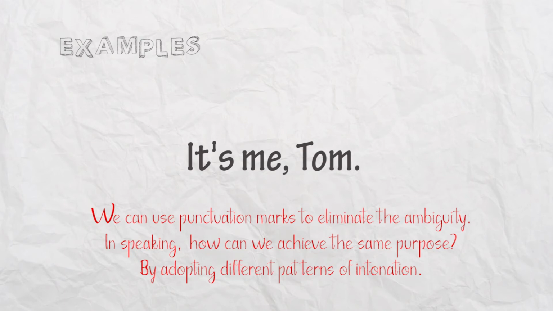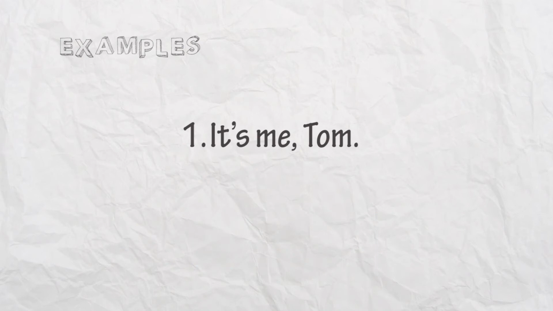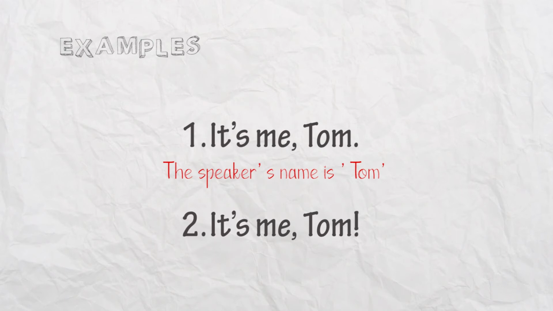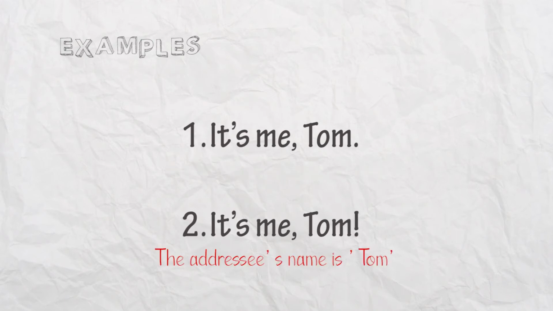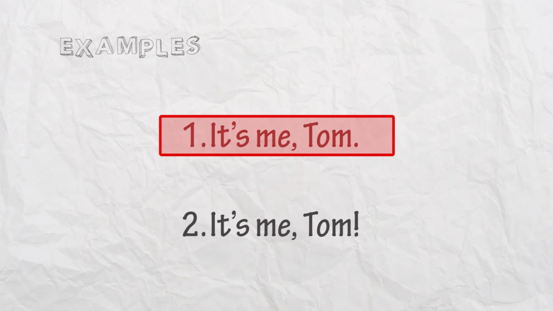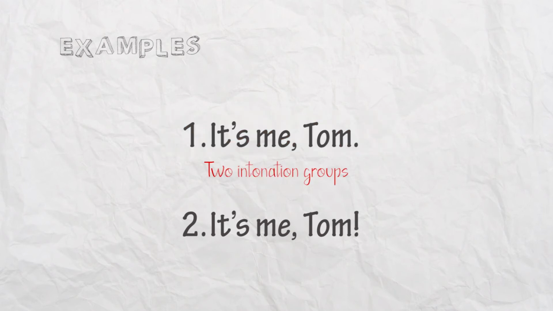There are two possible interpretations. I can say, "It's me, Tom." It means that my name is Tom. Or I could say, "It's me, Tom." It means I'm talking to Tom and I'm letting Tom know that this sound that he heard is me. When you say, "It's me, Tom," in this interpretation of the sentence, you have two intonation groups. You have two units of intonation.